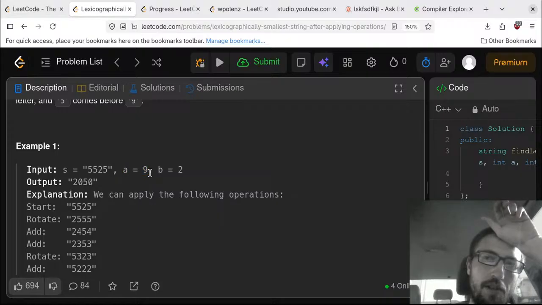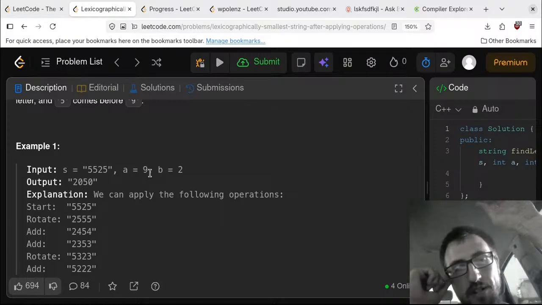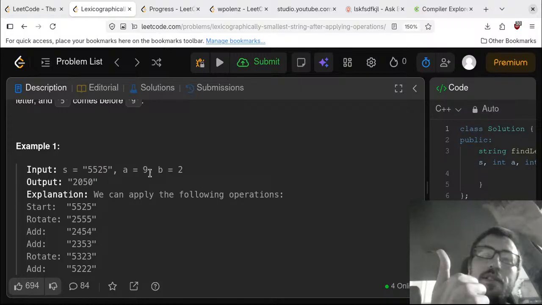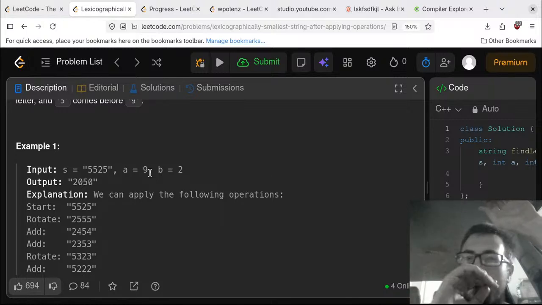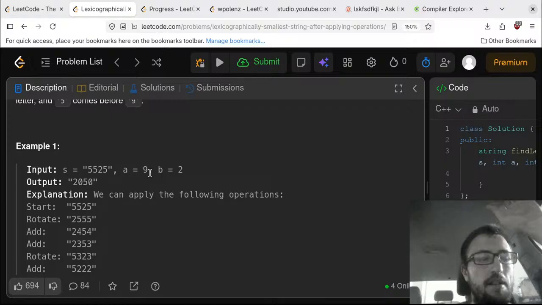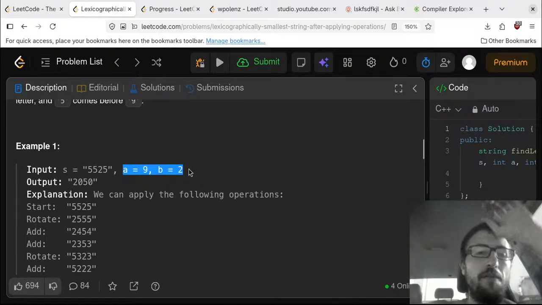Let's say A is 8, GCD of 10 and 8 is 2. No, I think it's 10 divided by the GCD of those two, because you do 8, 6, 4, 2, 0, right, mod 10. Yeah, so that's 5. You do 10 divided by the GCD of those two.